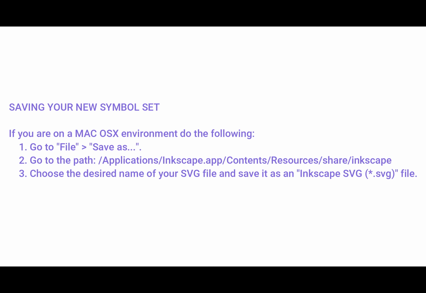If you are on a Mac computer, you just go to File, Save As, and then you go to the path Applications /Inkscape.app/contents/resources/share/inkscape. This is the directory you have to go to so that it will appear in Inkscape in the drop box as one of the symbol groups, and then you as well choose your desired file name and then .svg.